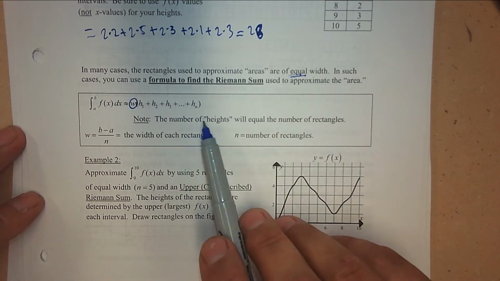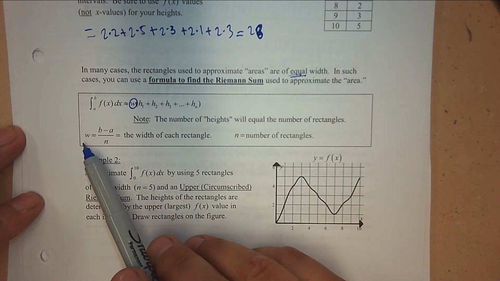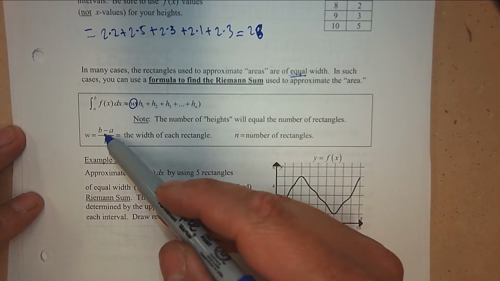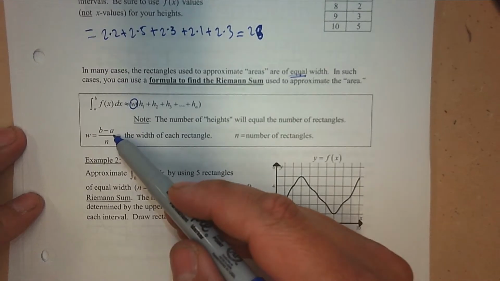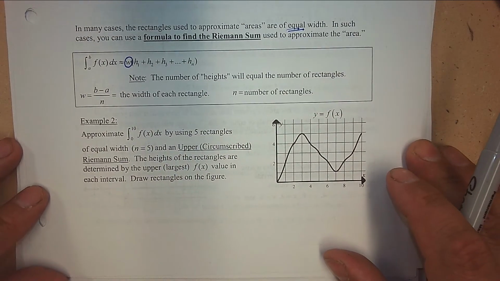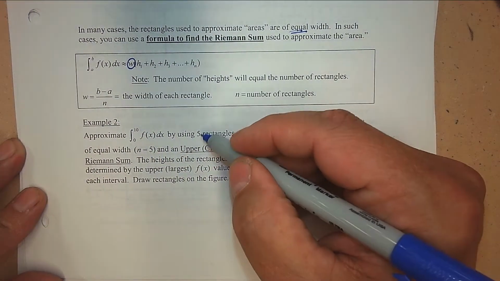Notice the number of heights will equal the number of rectangles. And to find the width of each one, you take the upper bound, subtract the lower bound, and divide by how many rectangles you have. That's simple. So let's see if we can do that. Approximate this integration by using 5 rectangles. That's what n equals.